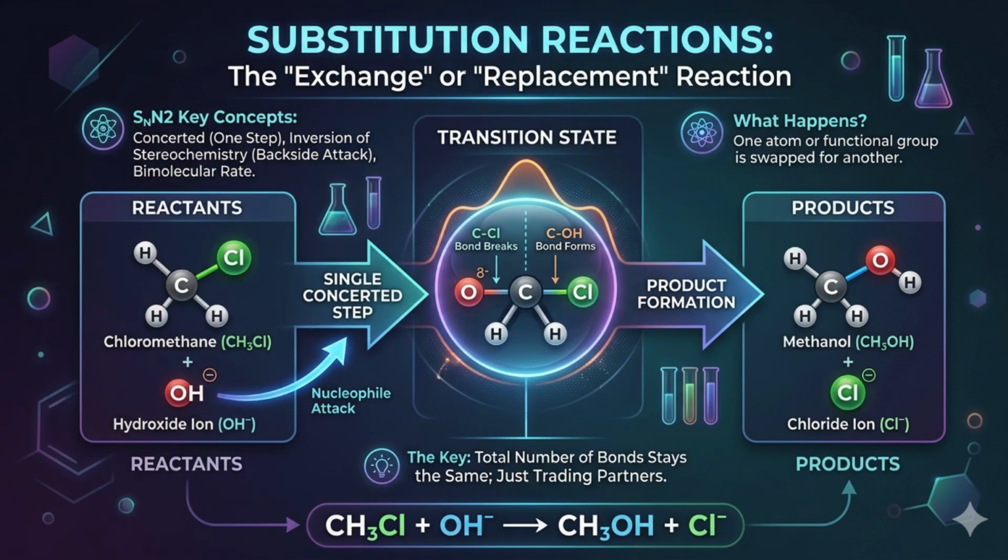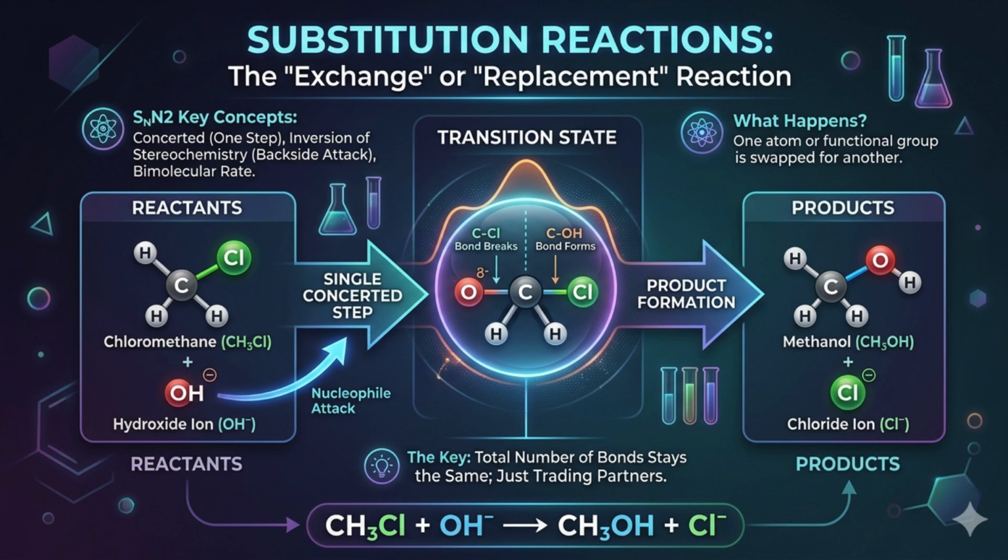Next, let's explore substitution reactions. Think of this as the exchange, or replacement, reaction of the organic chemistry world. It's a bit like trading partners on a dance floor. See the reactants. On the left, we have our starting materials, a chloromethane molecule and a hydroxide ion. The hydroxide ion is our nucleophile. It's looking for a positive center to attack.